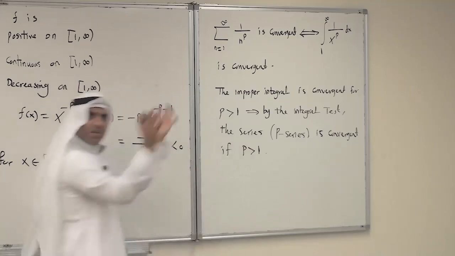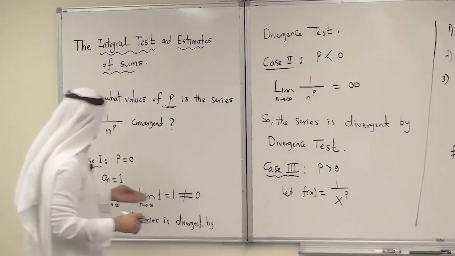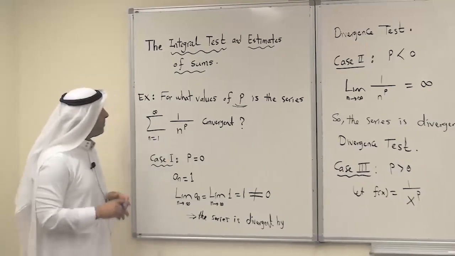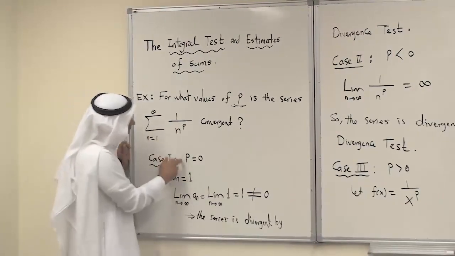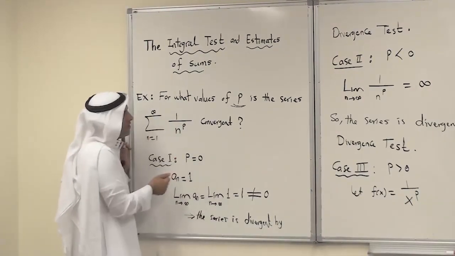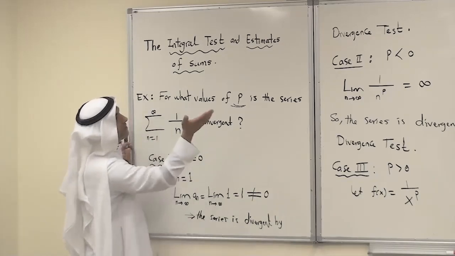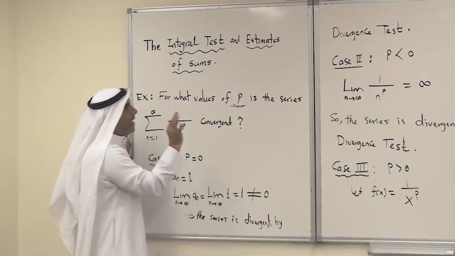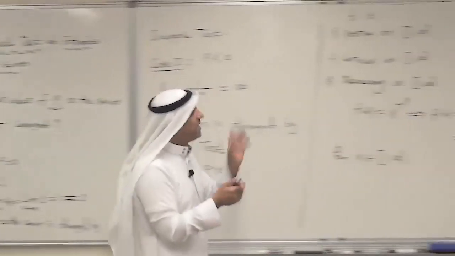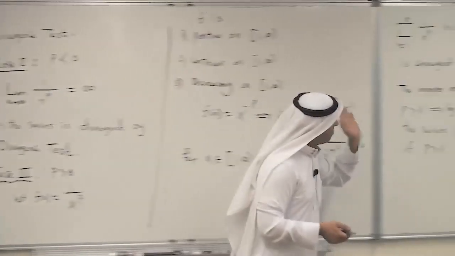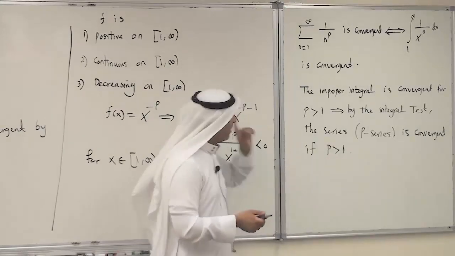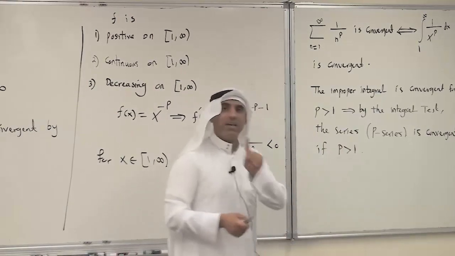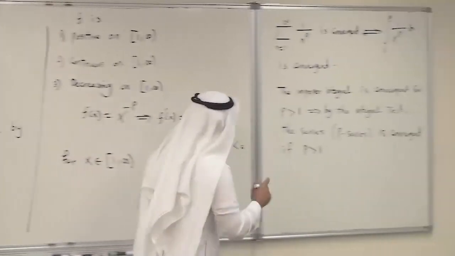Fine. Now what is the conclusion now? We started this example, which is the series of 1 over n to the power p. We found that for p greater than or equal to 0, this is divergent. For p less than 0, it is divergent. For p positive between 0 and 1, it is also divergent. But for p greater than 1, it is convergent. So let us write the conclusion.